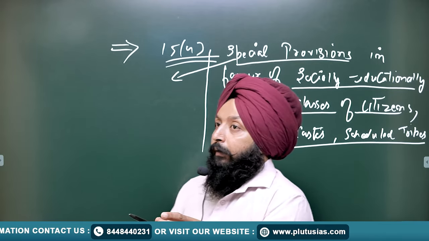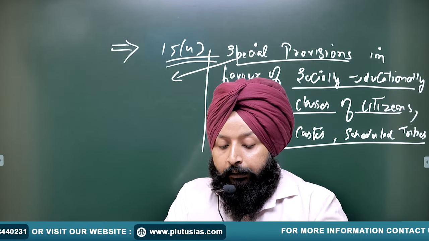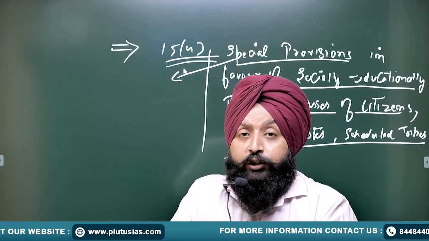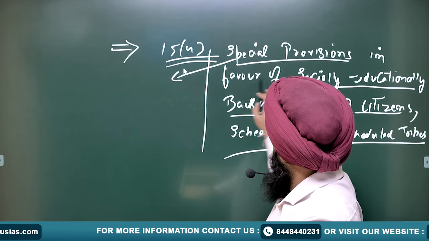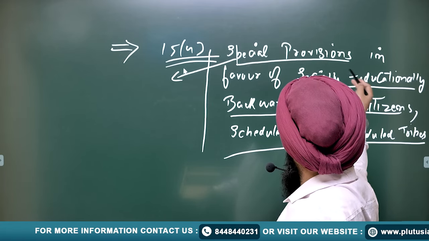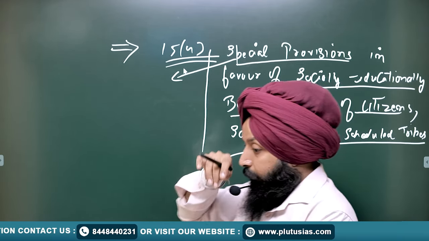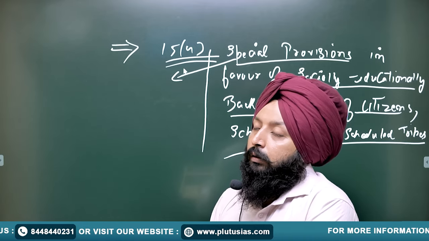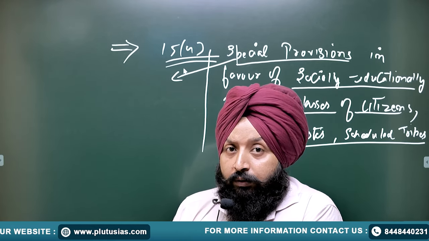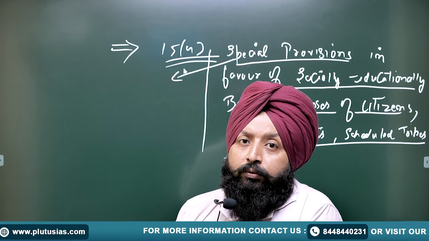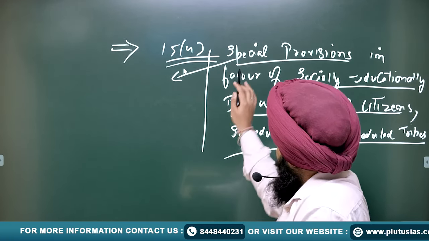The state is empowered, or we can say the state has been given an enabling provision, to make special provisions in favor of socially and educationally backward classes of citizens, SCs and STs. Actually, I'll give you just a background for this provision. Initially, this provision was not in the Constitution. It was added by the First Constitutional Amendment Act 1951.